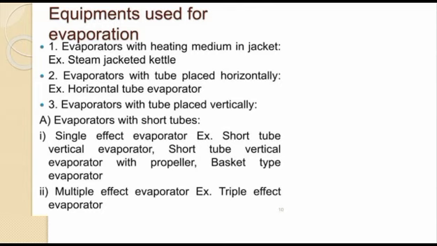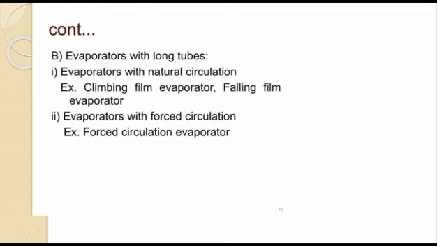Evaporation equipment. First, evaporator with heating medium in a jacket, for example steam jacket kettle. Evaporator with tubes placed horizontally, for example horizontal tube evaporator. Evaporator with tubes placed vertically: evaporator with short tube, and second, evaporator with long tube.